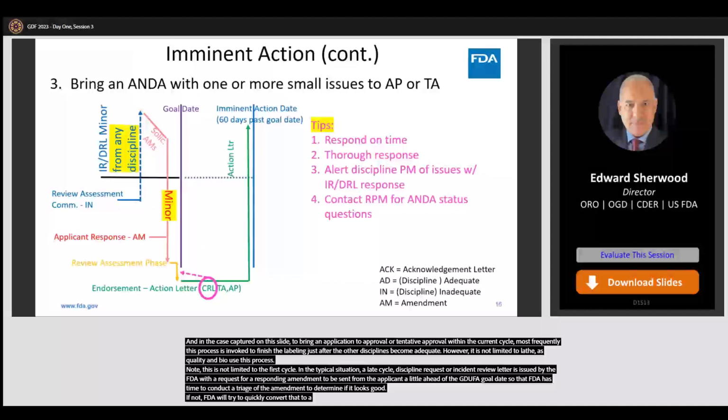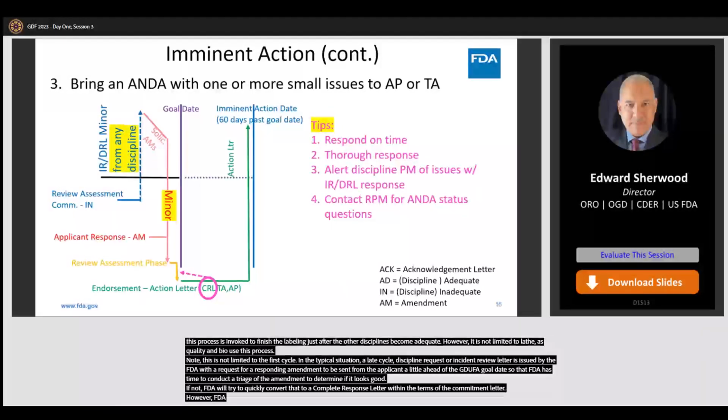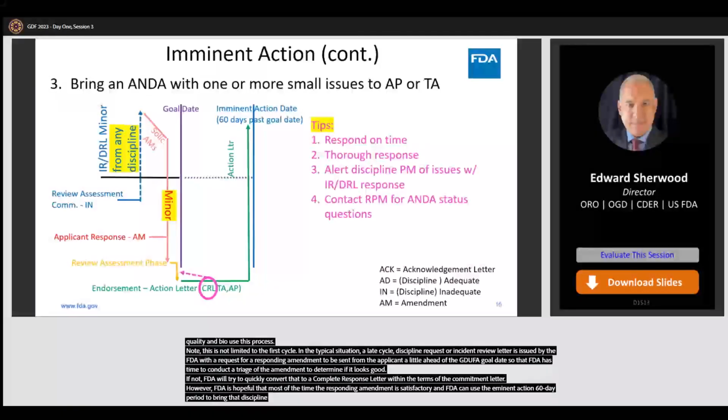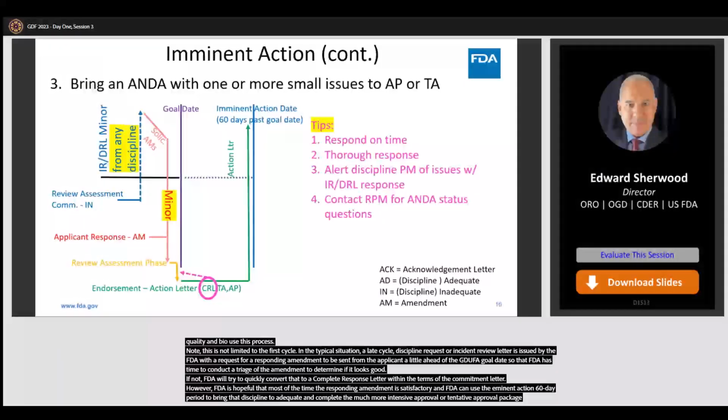However, FDA is hopeful that most of the time the responding amendment is satisfactory, and FDA can use the imminent action 60-day period to bring that discipline to adequate and complete the much more intensive approval or tentative approval package endorsement. Note that the imminent action space is 60 days from the goal date.